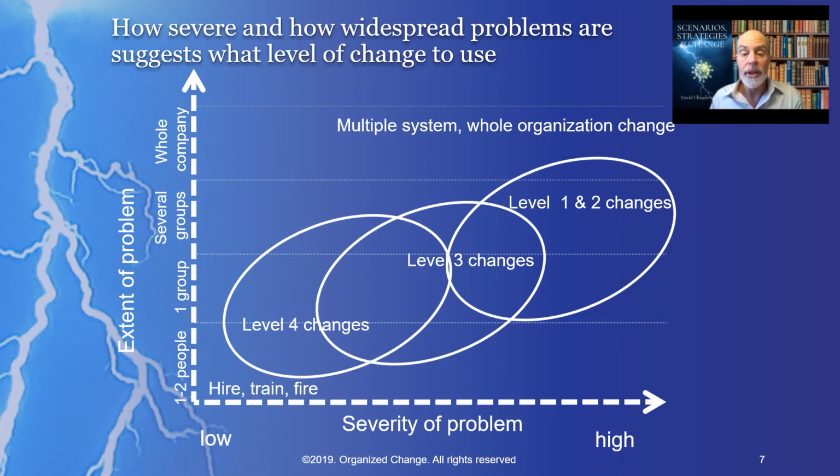When problems only affect a relatively few number of people and the severity of problem is relatively low, there is relatively little urgent need for sudden change. Level 4 techniques are appropriate, such things as hiring, firing, and training people, for example.